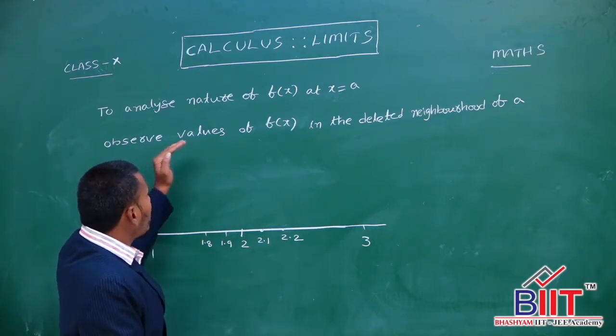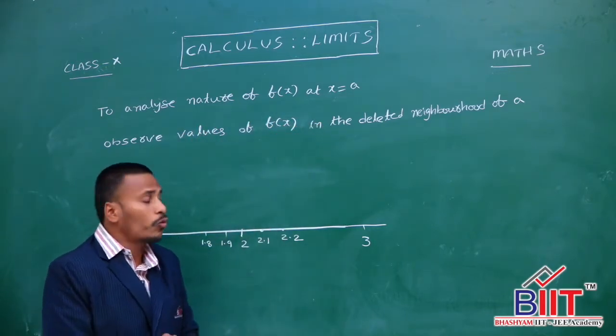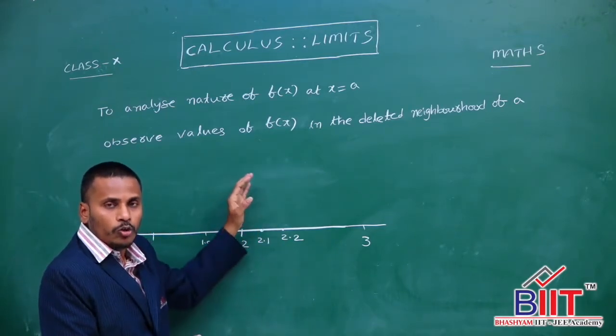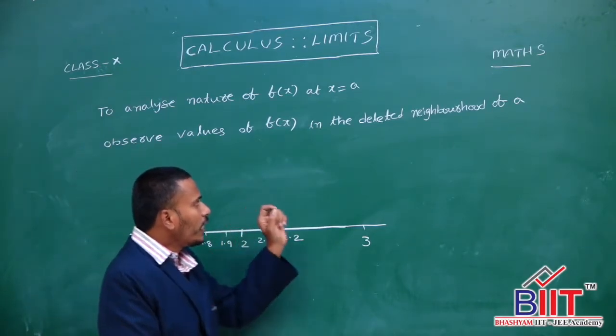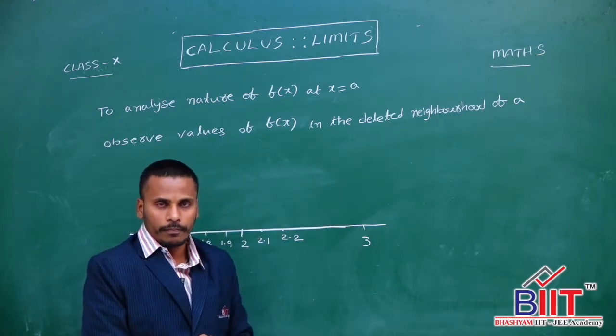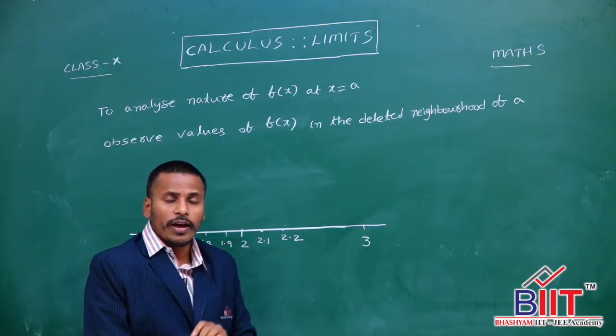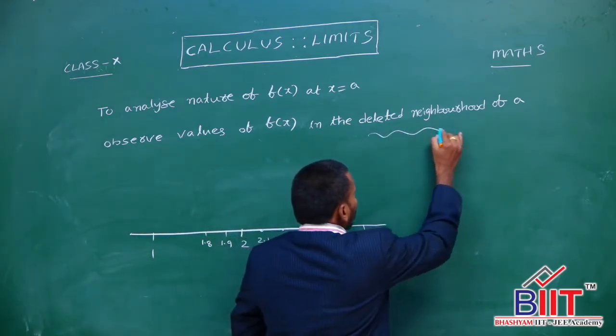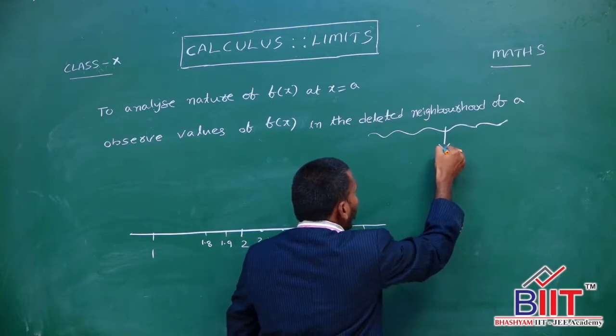To analyze the nature of the function f of x at x is equal to a, we need to observe the functional values of f of x in the deleted neighborhood of a. So, now the question is, what is meant by this deleted neighborhood of a?